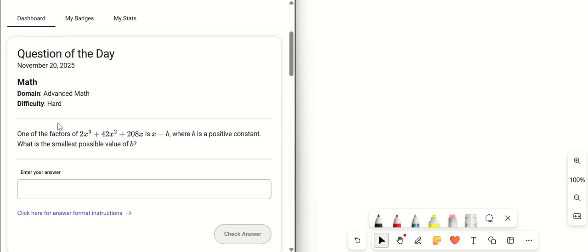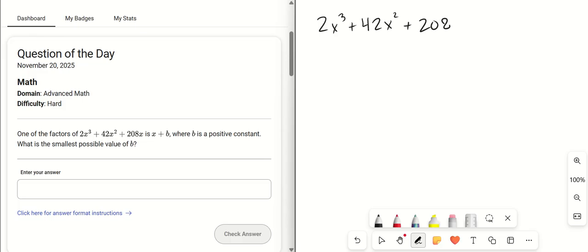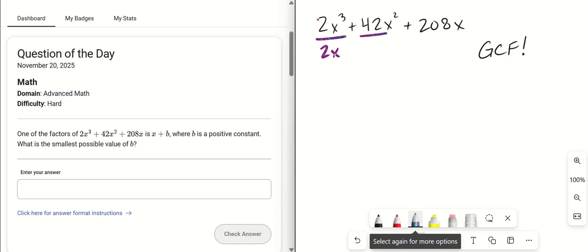So I see factors, and I'm going to need to remind myself of some of my different factoring techniques. So here's our problem, 2x cubed plus 42x squared plus 208x. Now, when we factor, the first thing we should always look for is a greatest common factor, a GCF. And this problem does have a GCF of 2x.